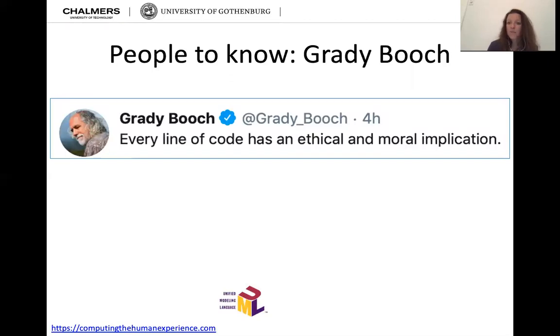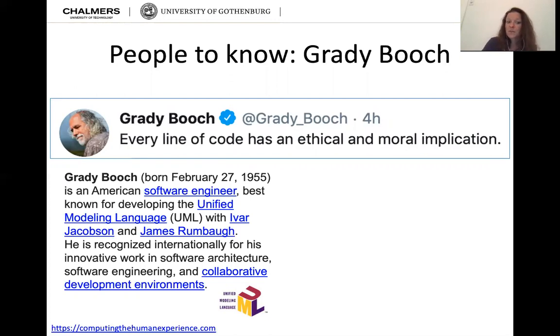He is also the father of UML. That's why down here you already see the UML logo. He's been around since '55. He is an American software engineer, best known for developing UML, along with Ivar Jacobson and James Rumbaugh. He's recognized internationally for his innovative work in software architecture, software engineering, and collaborative development environments. Thanks, Wikipedia. And his homepage on the bottom left is computingthehumanexperience.com. Super interesting page. Go take a look. It's really worth checking out.